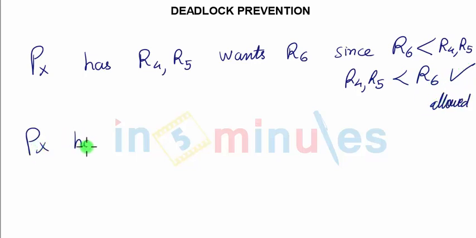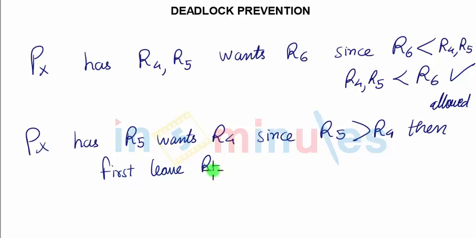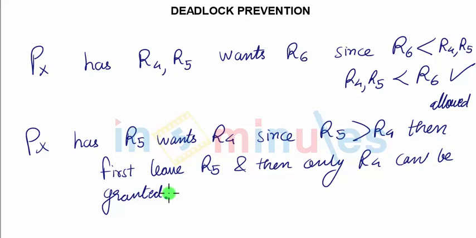Px has resource 5 and wants resource 4. So since we have resource 5 which is greater than resource 4, process X has to first leave R5 and then only R4 can be granted. I think from this it should be very clear.